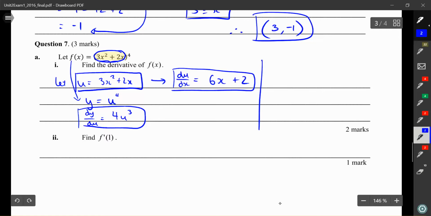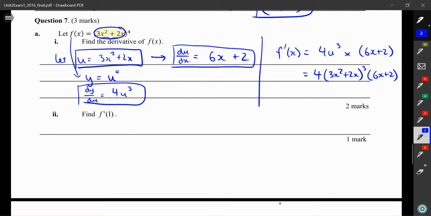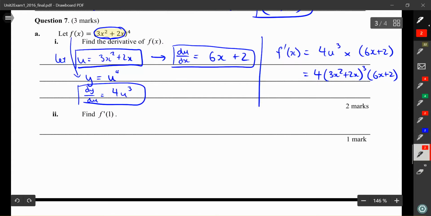Then to answer the question, the derivative f dash of x has to equal 4u cubed multiplied by 6x plus 2. But remember u was made up, so you have to replace it. So it's 4 times 3x squared plus 2x, all to the power 3, multiplied by 6x plus 2. There you go. Done. Okay, technically you can still factorize this out a bit further, but for the sake of answering the question, I'll probably leave it like that. In year 12, you have to factorize it. Okay. And then the next question says find f dash of 1.